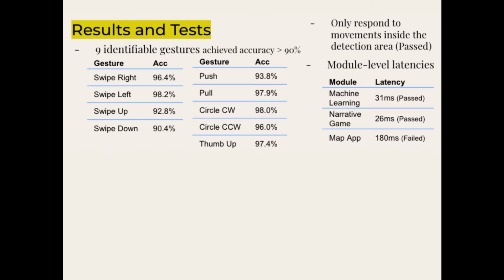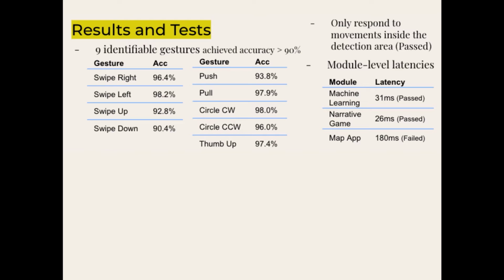Now let's see some verification tests for our system. First, the system only responds to movements inside the detection area. And for the machine learning module, we achieve over 90% accuracy for each gesture, as shown in the table. There will be a live demo of each of those gestures shown after.